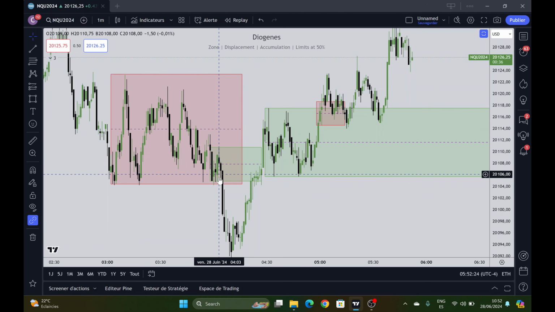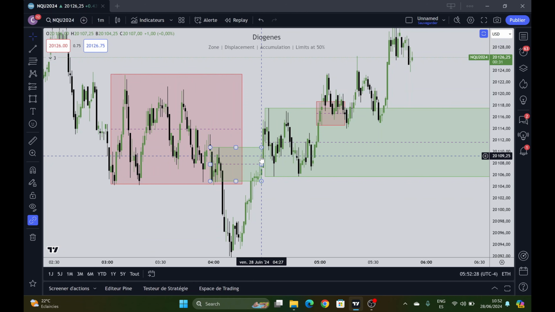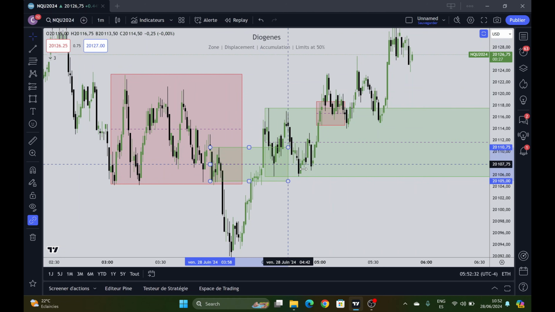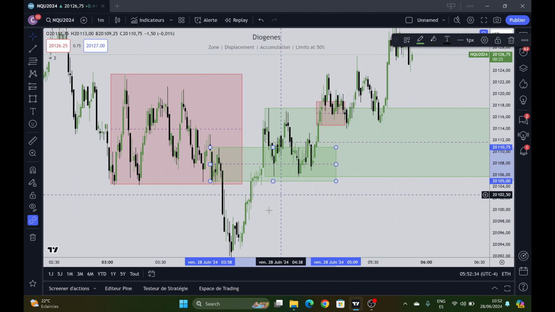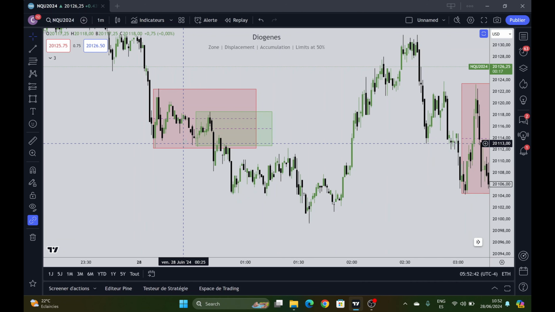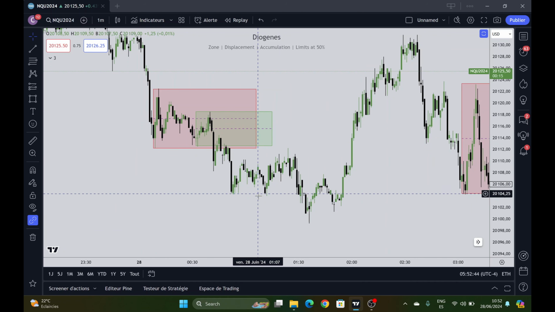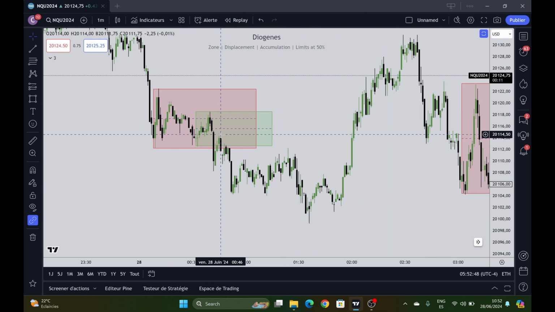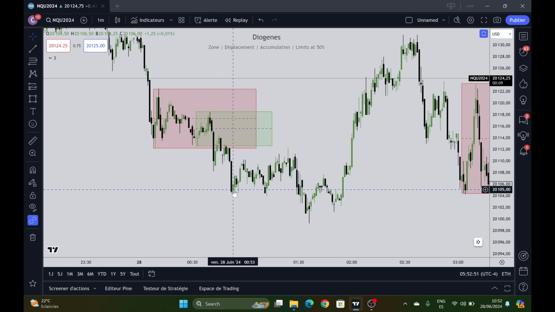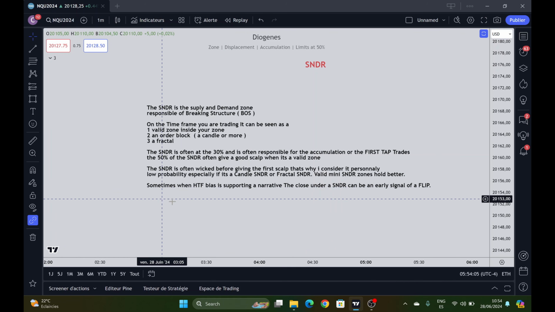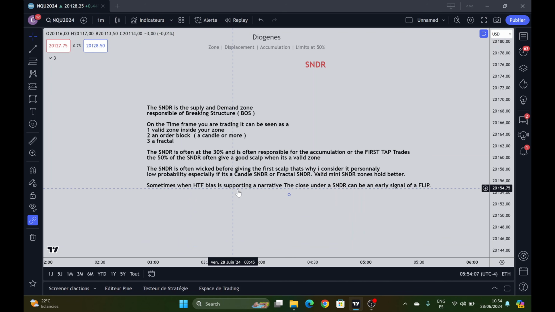Here, in the second example, the OB SNDR didn't hold at all, but we closed above and we used it to flip back bullish. In the example of the valid zone SNDR, look at how price respected it and went back bearish again. Sometimes, when higher time frame bias is supporting a narrative, the close under or above a SNDR can be an early signal of a flip.